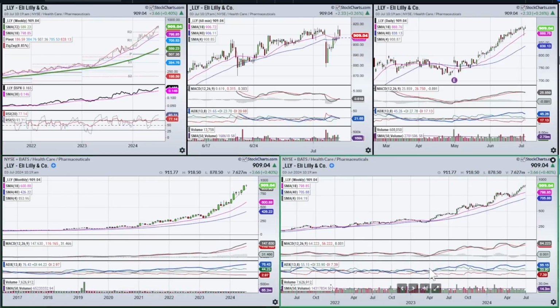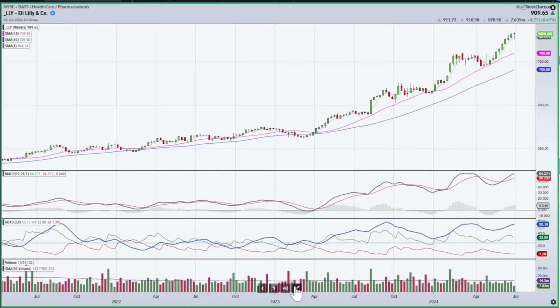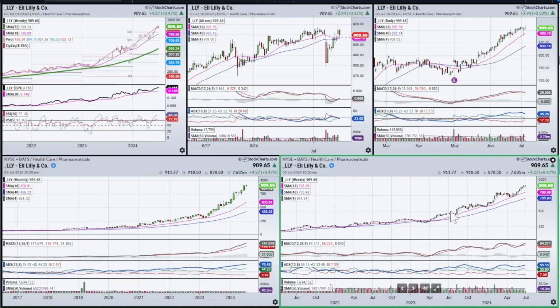So now we have to be more focused on the 18-week. In my view, the 18-week is actually more important on Lilly than the 18-month is. All right, this has been testing recently. So if we break the 18-week, I think the current trend is ending. All right, so right now that's in control.